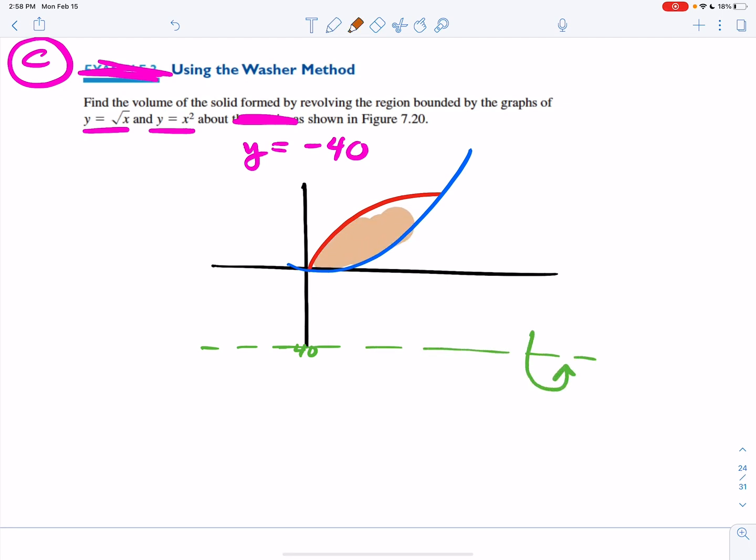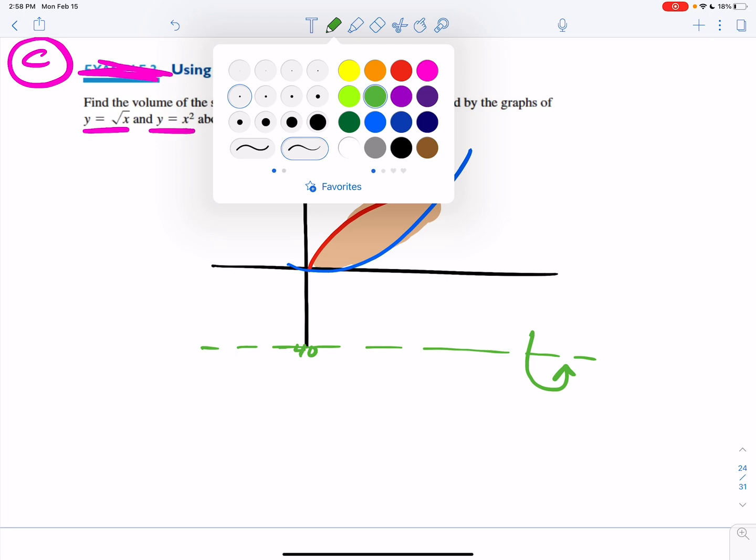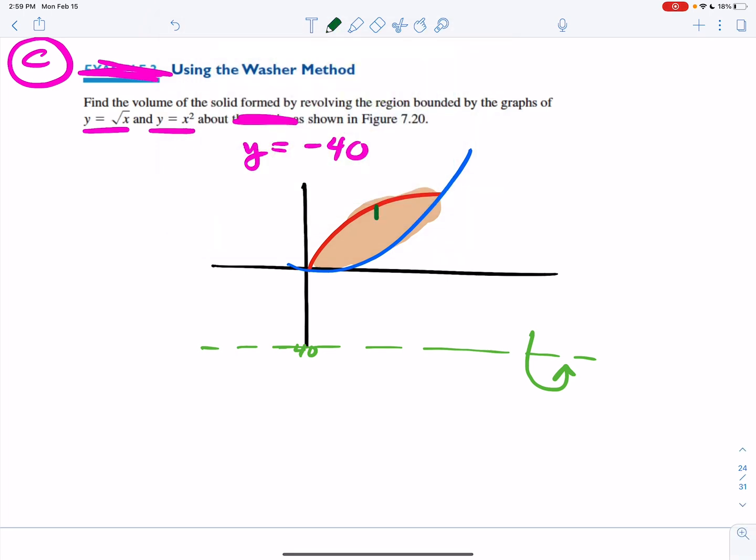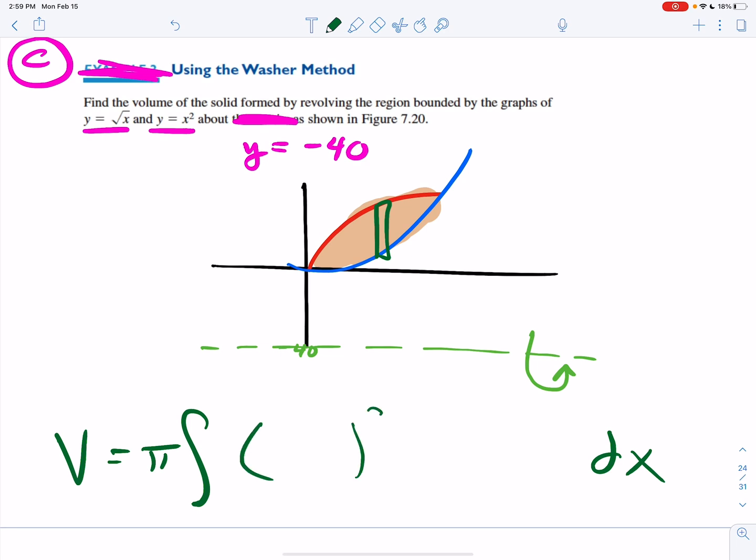Our region is still this leaf-like shape. The axis of revolution is still horizontal, so the rectangle must be perpendicular to that, so it's vertical. So we know it's going to be a dx. We know it's a washer because there's a giant gap. So I'll leave that there, okay? So drawing your outside, you start from the axis of revolution, which is here, and you go all the way up. Right when you enter, that is your inside radius. Right when you go out, that is your outside radius. How do we figure out these lengths, right?